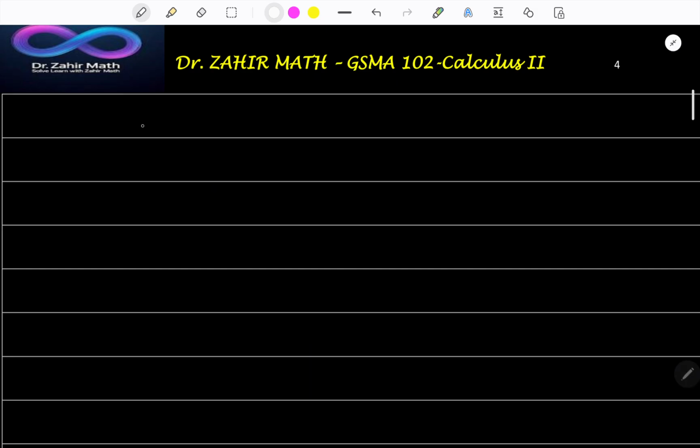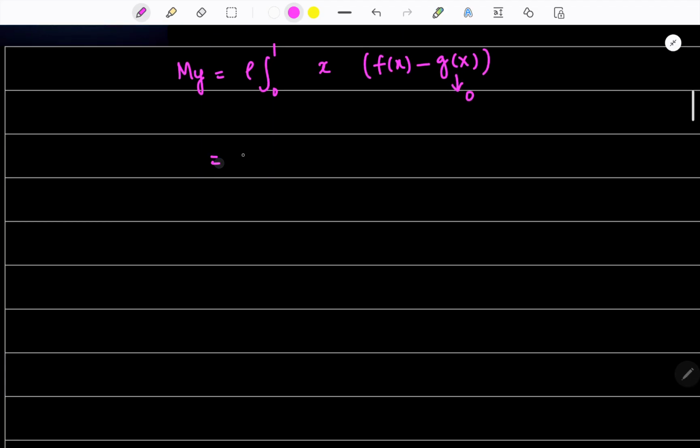Let's go for calculating My. So My is given by the formula integral 0 to 1, rho is outside, and x times f of x minus g of x. And g of x is 0. Keep in your mind for this question. So rho integral 0 to 1 x, and your f of x is what? x square plus 1. So which is x square plus 1 times dx.